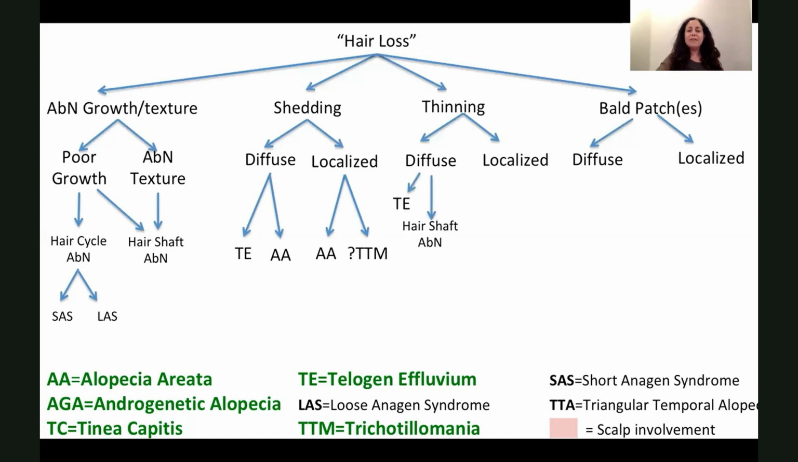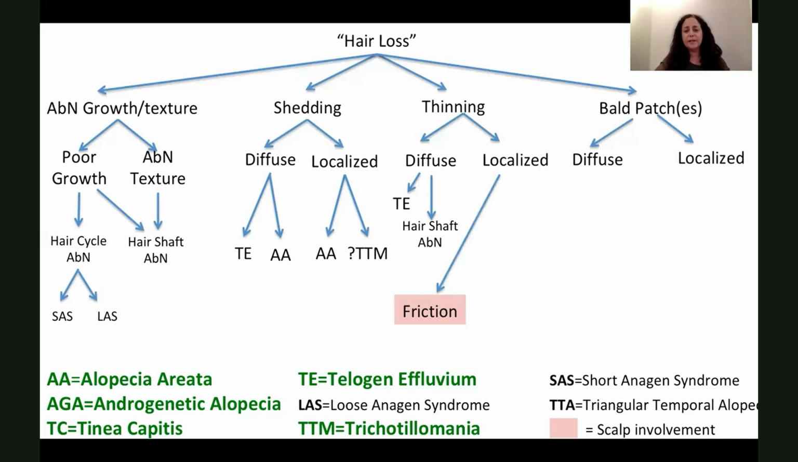If we look at thinning or decreased hair density, if we start with the diffuse category, again, telogen effluvium, which can be noted at the shedding phase or at the thinning phase. And some hair shaft abnormalities, either genetic or some of the ones that we don't know the cause of, because of abnormal hair shaft itself, there's often less hairs that grow because some of them are so dysfunctional they don't grow. And this can present as diffuse thinning.